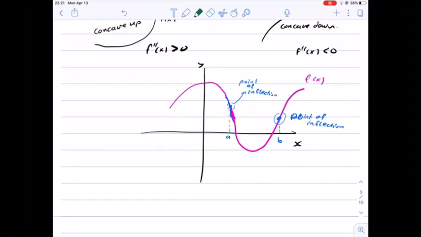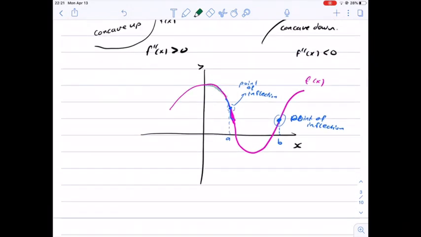And here the function is concave down, that means the second derivative will be less than 0. And here the function concaves up, that means the second derivative here is greater than 0. And here the graph starts concaving down, that means the second derivative here is less than 0.